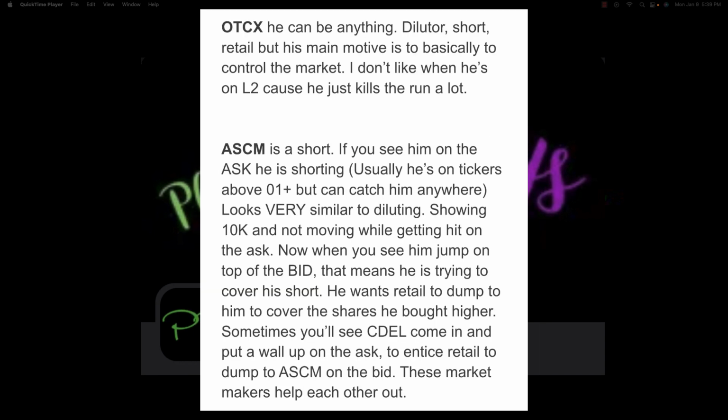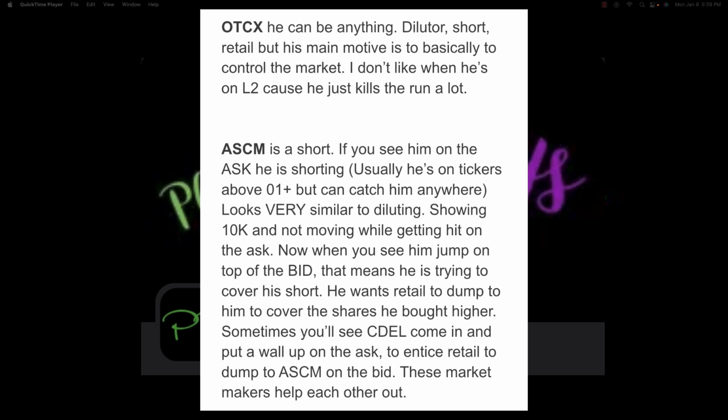You also have OTCX. He can be anything. He could be a diluter, he could be short, he could be retail. His main motive is basically to control the market. I don't like when he's on level 2 because he kills a lot of the runs, similar to ASCM. He is also a short. Again, he's there just to control the market. If you see him on the ask, just like a diluter, he's showing 10K. You're hitting the ask, he's not moving. You'll then see him on the bid to try and cover his short.